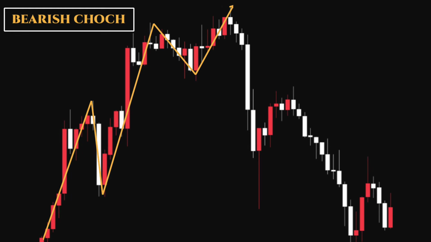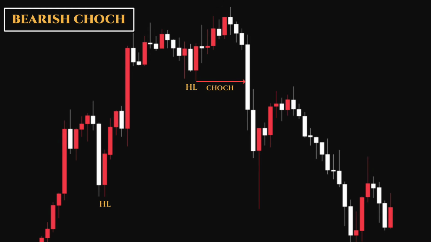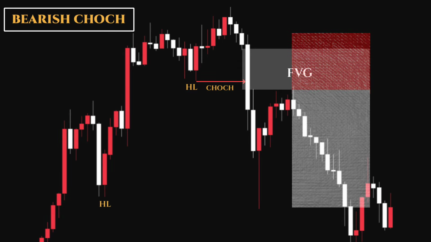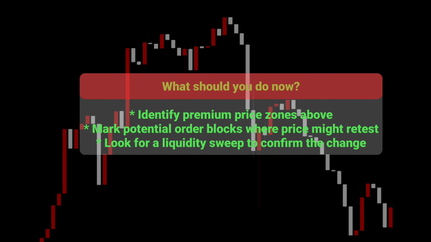Bearish change of character. Example, let's say the market is going up. Higher high, higher low, higher high. Suddenly, price breaks below the previous higher low. That's a bearish change of character. What does it mean? Buyers have lost control. Sellers are stepping in. The uptrend is no longer safe. What should you do now? Mark out premium zones above. Look for order blocks where price could retest. Wait for a liquidity sweep for confirmation.